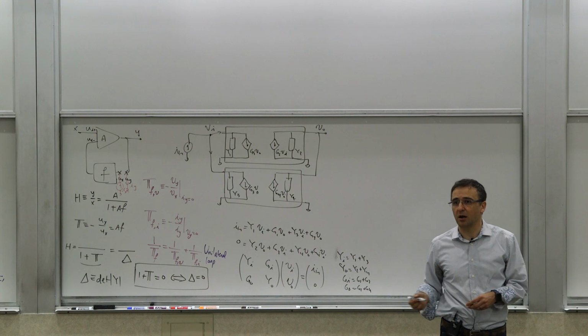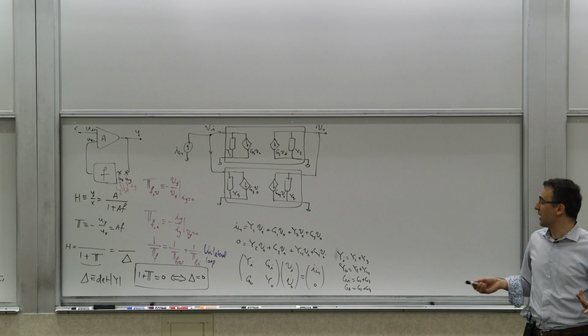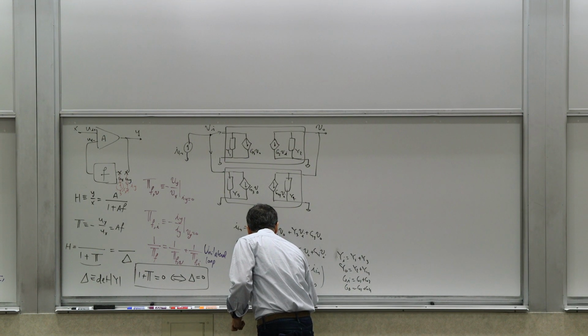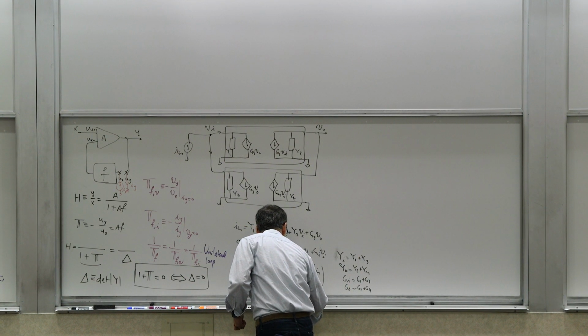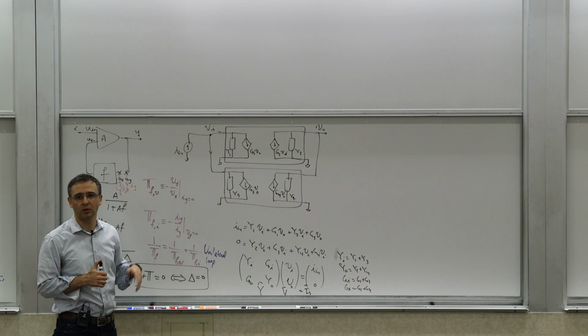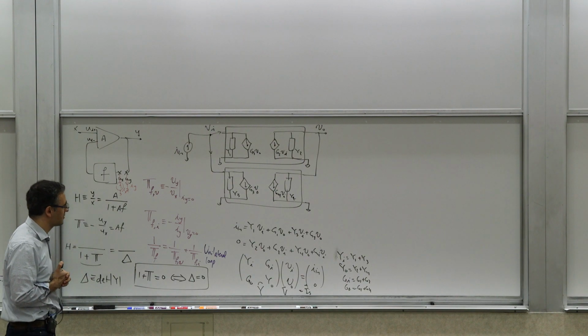I'm just writing it in a compact matrix form. That's the Y matrix. This is the Y matrix, right? This is Y V equals I stimuli that we've seen before in circuit analysis, network analysis, okay?